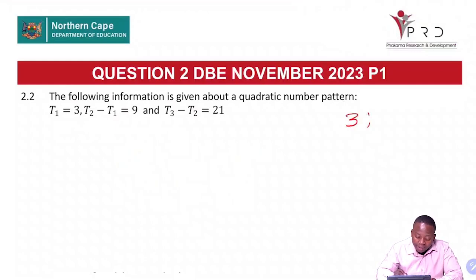Right. They said T2 minus T1. So this, and there's another value here, which is T2. The difference between them is how much? It's 9. Then what else are we told?